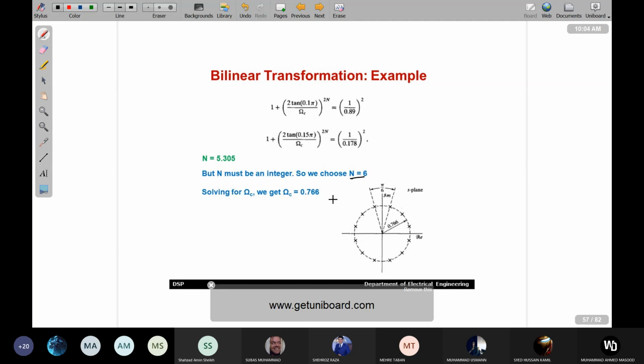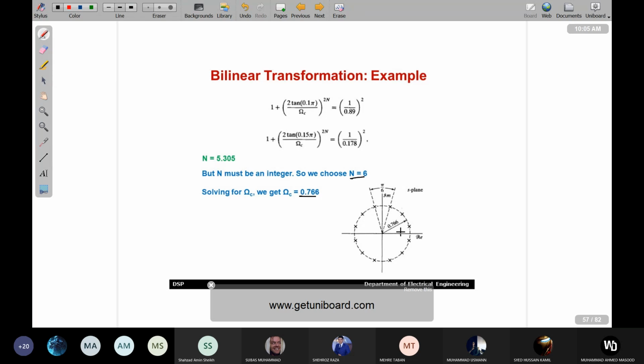But now there is no restriction. In bilinear transformation, you have no restriction on which equation you put the value of n in, because there is no issue of aliasing in bilinear transformation. So you put this n is equal to 6 in any of the equations and you will be getting your omega c. So as a result of that, you get your omega c as 0.766. So these are the poles located at 0.766.